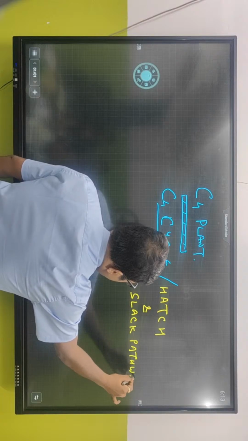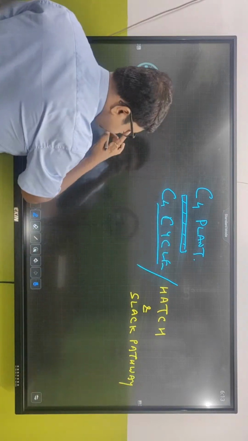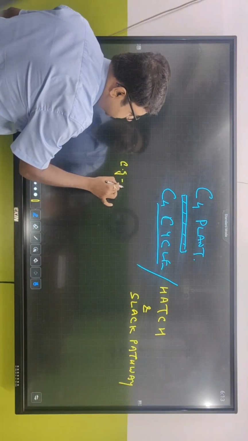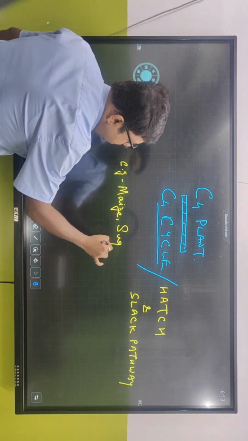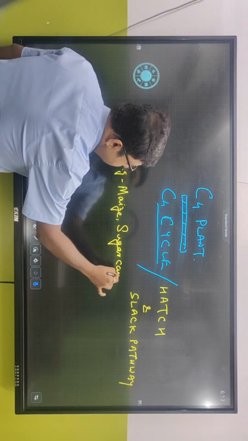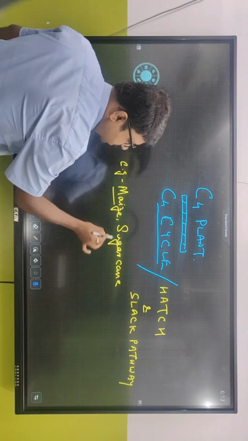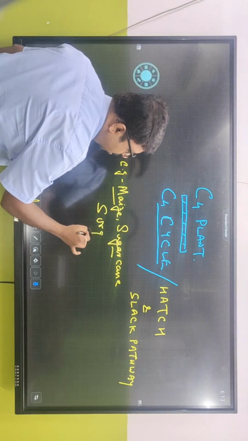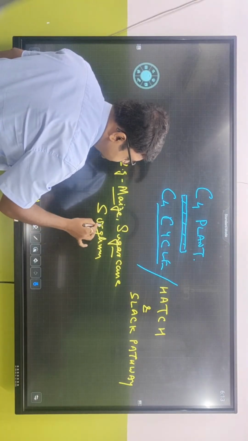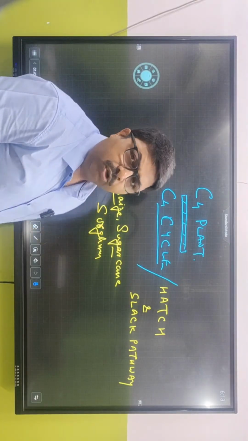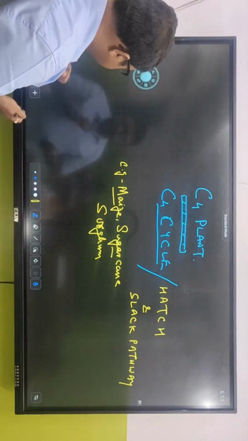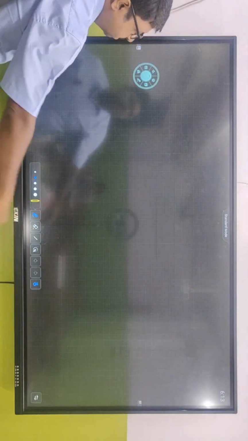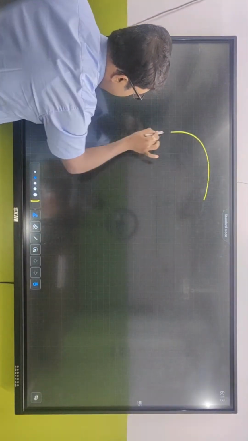Okay, now example of the C4 plant is maize and sugarcane. Clear? Sorghum is also being given in your NCERT. Okay, now see, in C4 plant, there are two types of tissues.